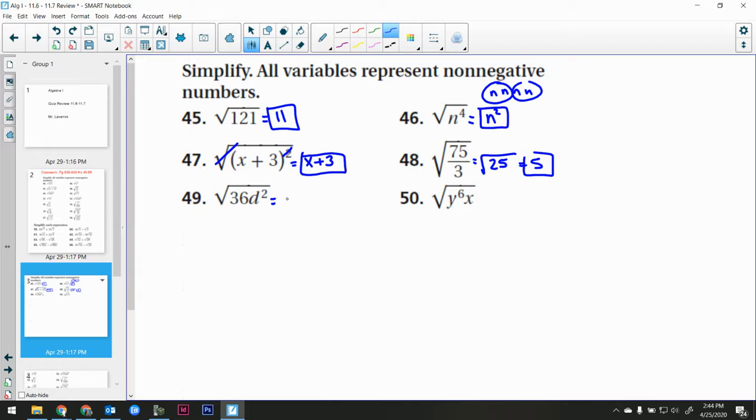Okay. Square root of 36 is 6. Square root of d squared is d. 6d. Now, this is where it starts to get a little tricky. 1, 2, 3, 4, 5, 6. I get 3 sets of buddies. So a y to the third coming out, but there's no buddies for that x, so it has to stay in. Okay, and there's the answer for the first 6.